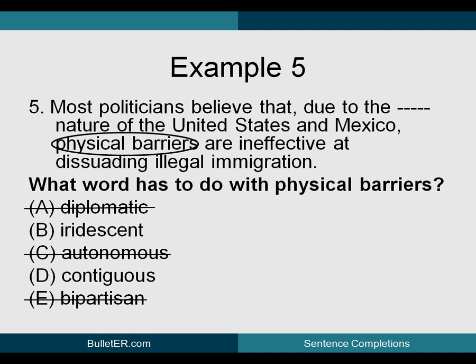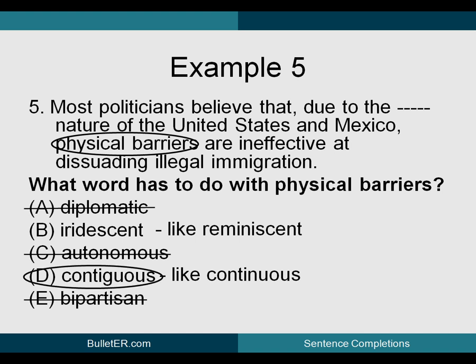We're going to hypothesize that iridescent means something like reminiscent, or remembering old memories. Note that this is actually wrong, since iridescent means many colors, but we'll go with this guess for now. Then we're going to guess contiguous means something like continuous, being together continually. Out of these 2, contiguous makes much more sense with the clue of physical barriers, so we'll choose that as the correct answer, and it ends up that is correct.